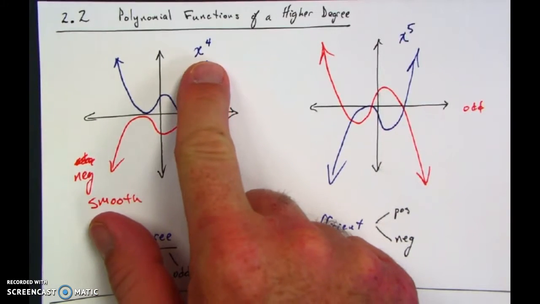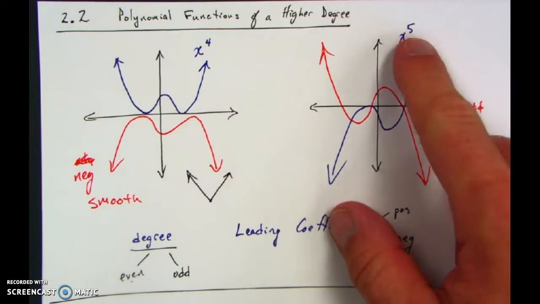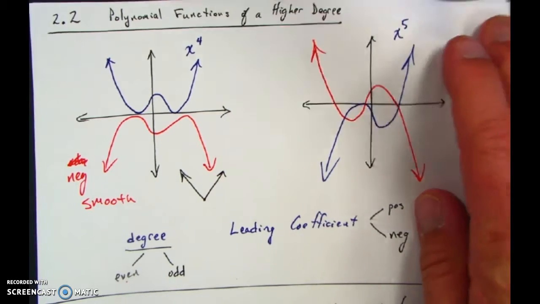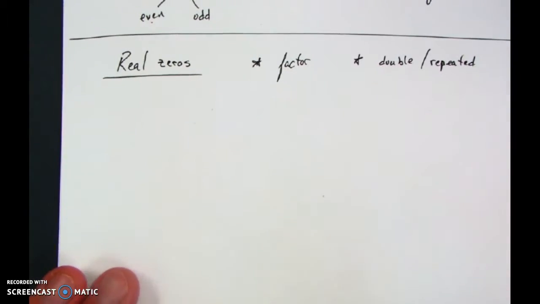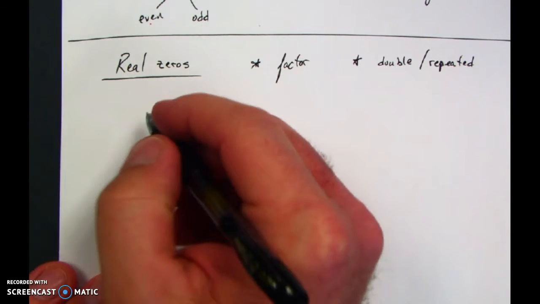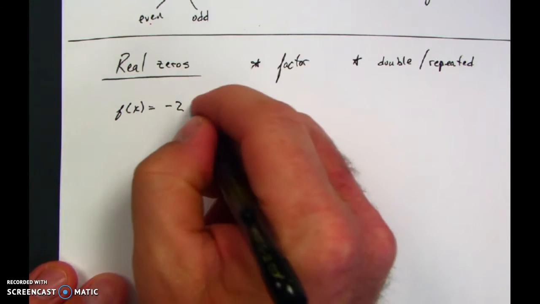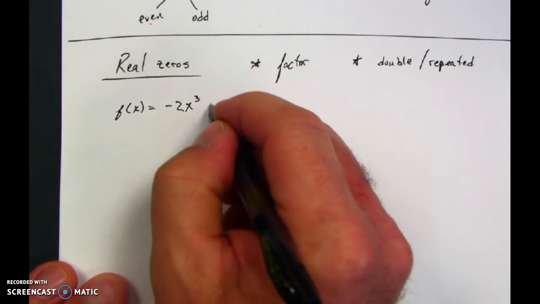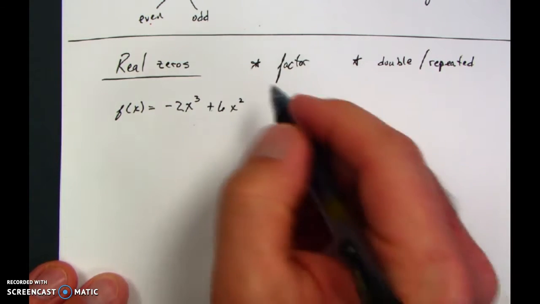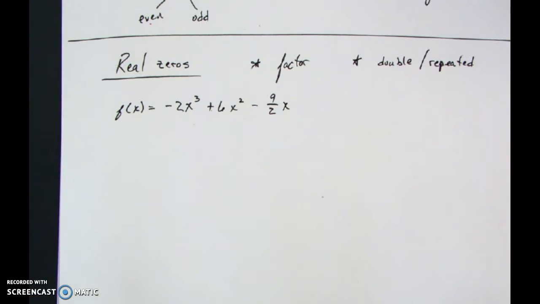Because if we are looking at something that is a fourth degree, we're expecting it to have up to 4 zeros. A fifth degree, we're looking at it to have up to 5 zeros. We'll get more into that later. But if we have something like f of x is equal to negative 2x cubed plus 6x squared minus 9 over 2 x, first of all, let's try and factor this.